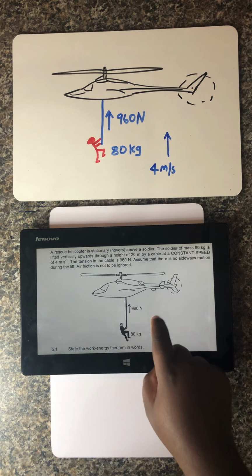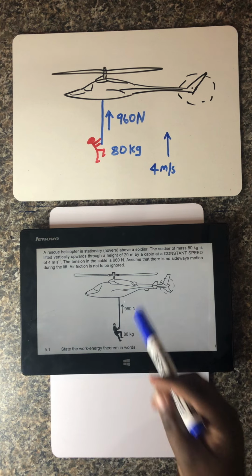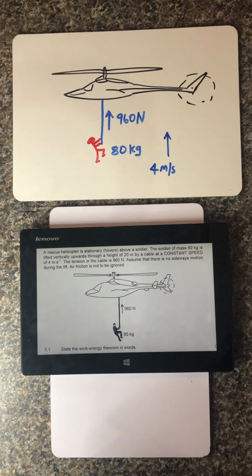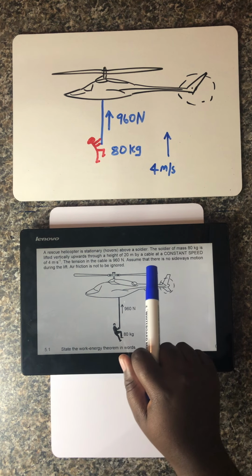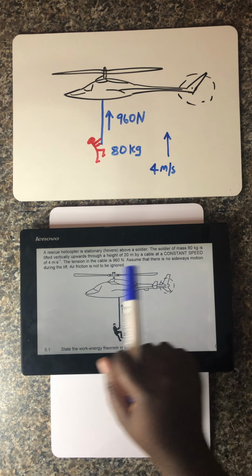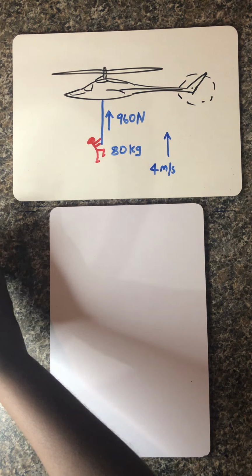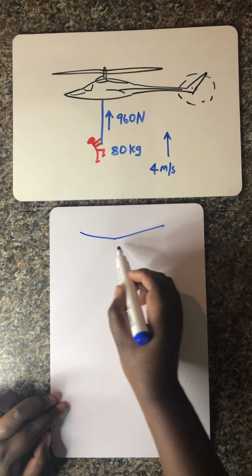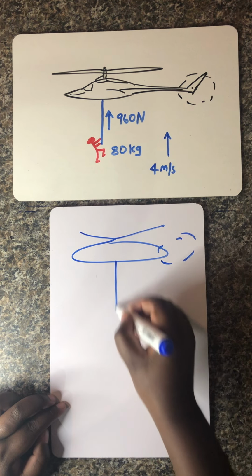Okay, so the tension in the cable, as I've just explained, is also given there. It's 960. I'm getting to a part I'm interested in. They're saying assume that there is no sideways motion during the lifting. Very, very important, ladies and gentlemen. Remember, assuming that this is that aeroplane, and this is that cable.